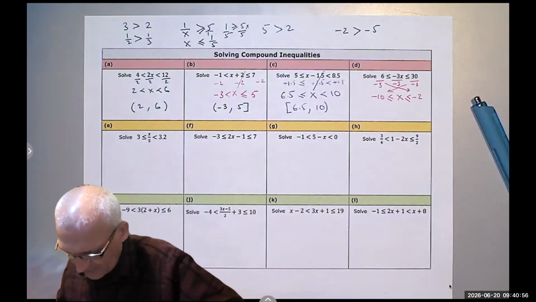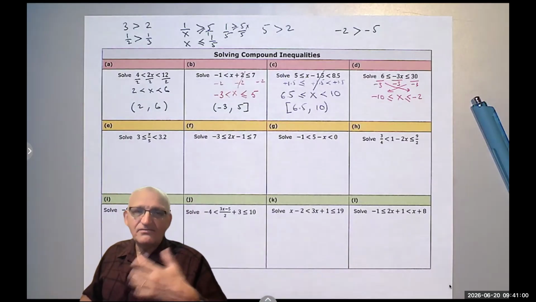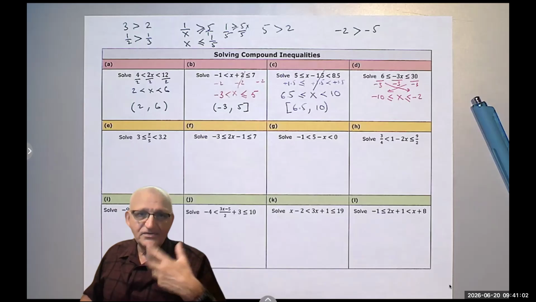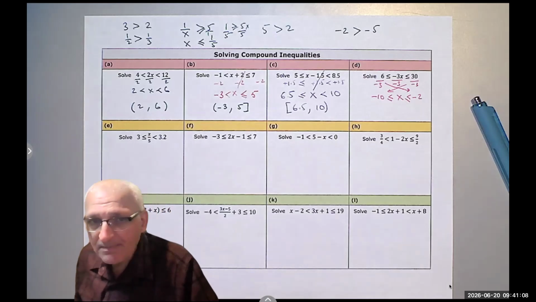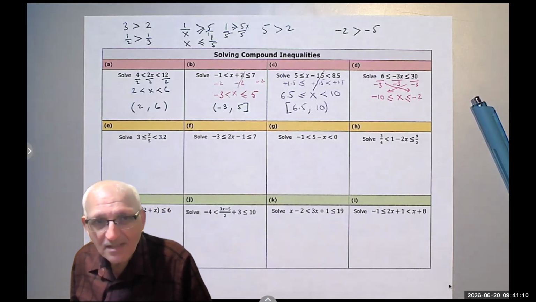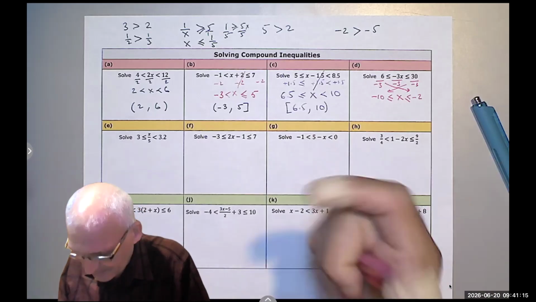So when we move to the next one, notice here, x is divided by 5, right? The opposite of division is multiplication. So I multiply all sides of the inequality by 5. By multiplying by 5, by the way, I don't switch anything because it's not negative. I didn't take the reciprocal.